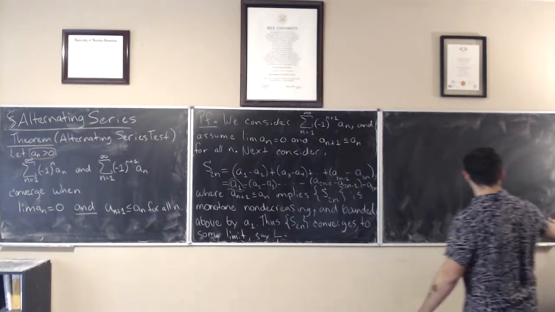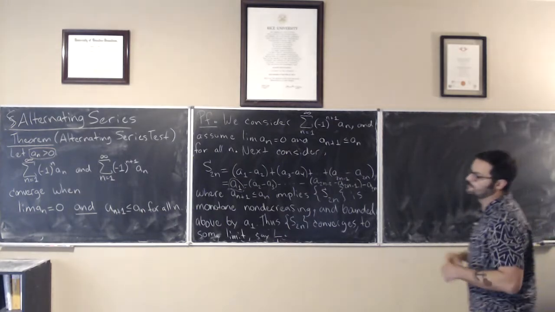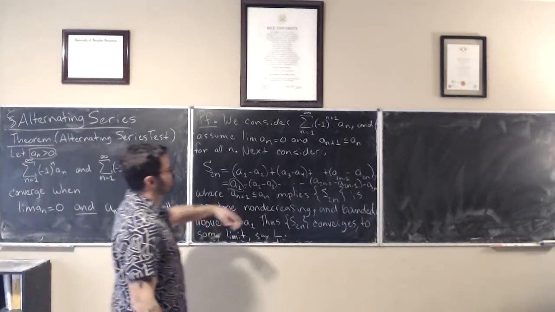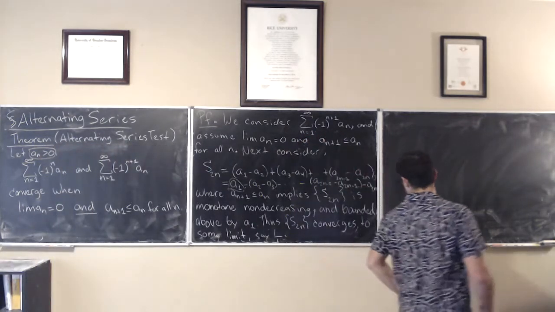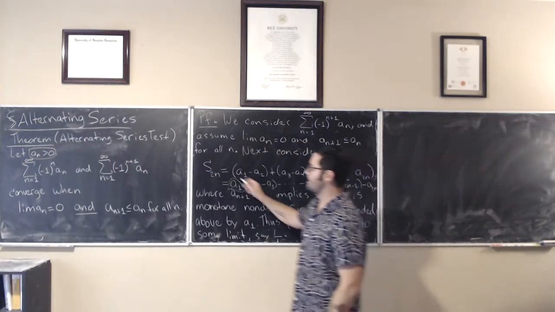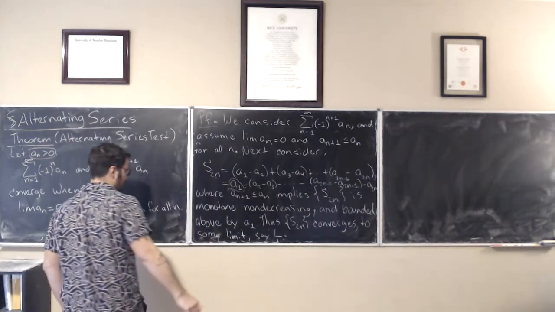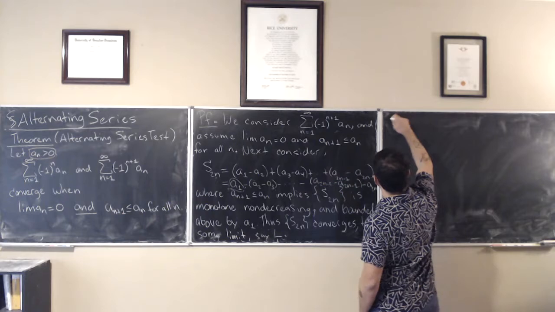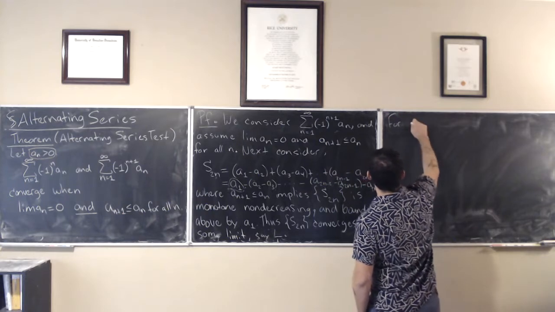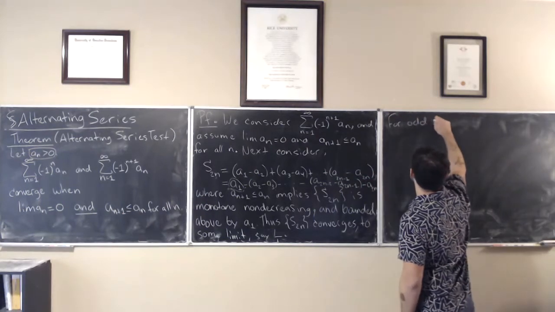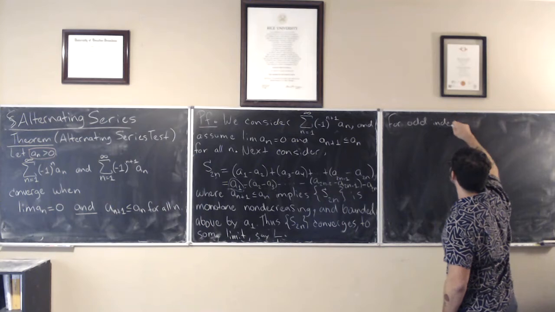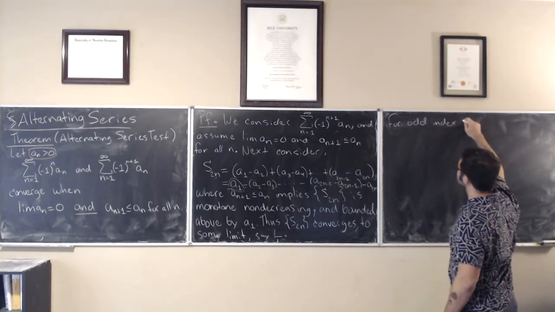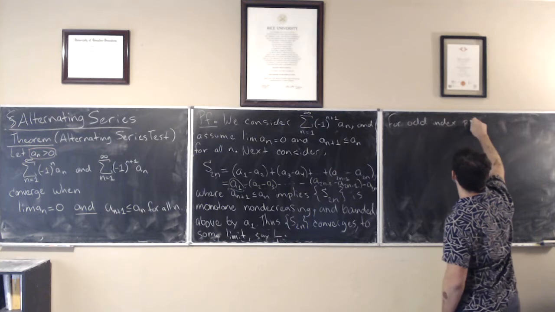But that's just a subsequence of the partial sums. We need the full sequence of partial sums to converge in order to determine the convergence by definition of that thing. So we need to consider the subsequence of odd indexed partial sums.